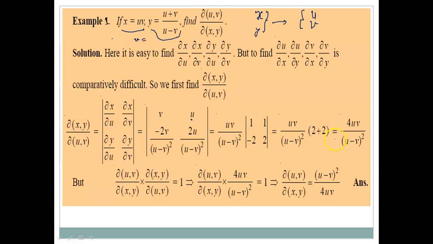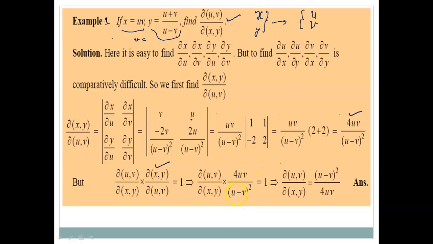But now this was not your aim, to find out the value of ∂(x,y)/∂(u,v), but you wanted to find out the value of ∂(u,v)/∂(x,y). But from property 1, you know that ∂(u,v)/∂(x,y) multiplied by ∂(x,y)/∂(u,v) is equal to 1. This is from property 1. And you have obtained the value of this one, and the value of this is 4uv over (u² − v²). You are substituting it over here, and this is equal to 1.